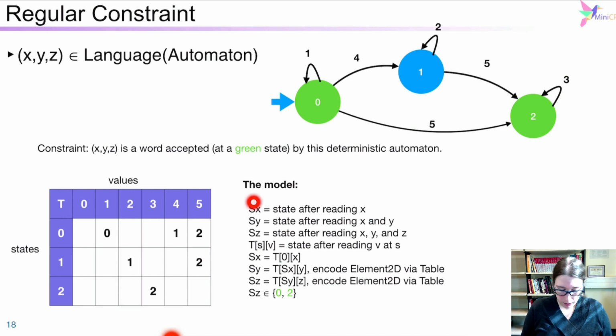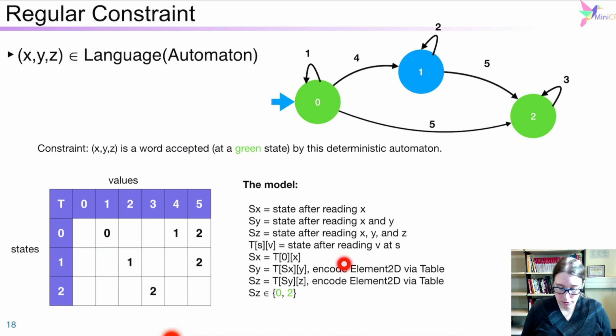So here we can define the state after reading x, the state after reading y, and the state after reading z, since the initial state is always 0. And we can define the state after reading x as the transition matrix from state 0 with value x, then state y as the transition from state x with value y, and state z as the transition from state y with value z. And then we just need to check, is state z accepted or not?